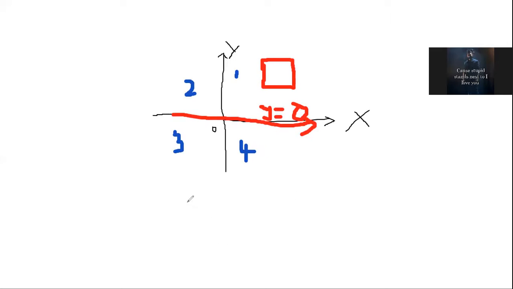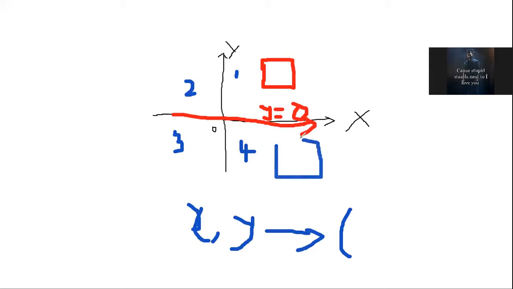Your X, Y, the mapping, that is X, Y, maps to the image. What will be the image? So your image will be in region 4. Let's draw it here. This is the square. So let's write the image.